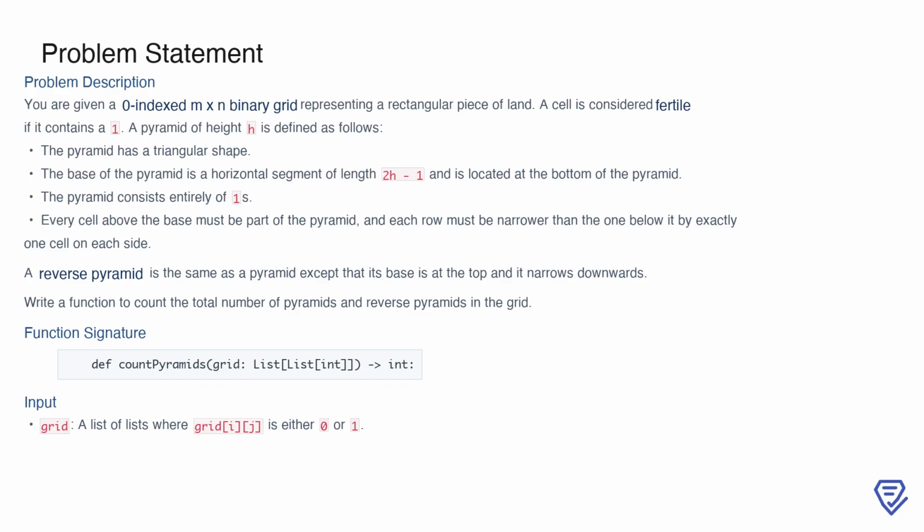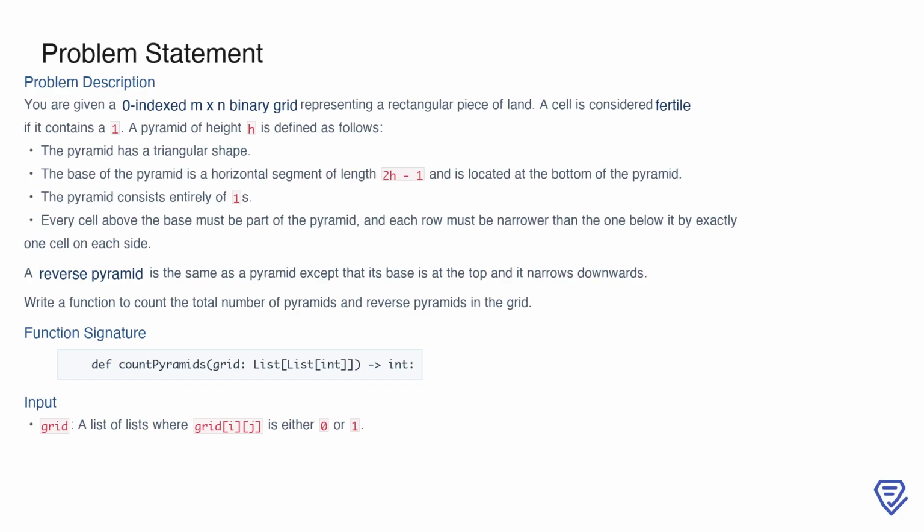In this problem, you are given a binary grid that represents a piece of land. Each cell in the grid is either a 1, indicating that the cell is fertile, or a 0, indicating that it is not. The task is to find and count all pyramids and reverse pyramids that can be formed using the fertile cells. A pyramid is defined as having a triangular shape, with its base being a horizontal line of cells and the apex at the top.